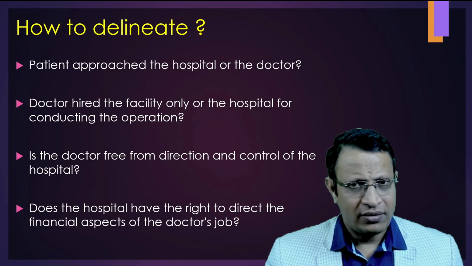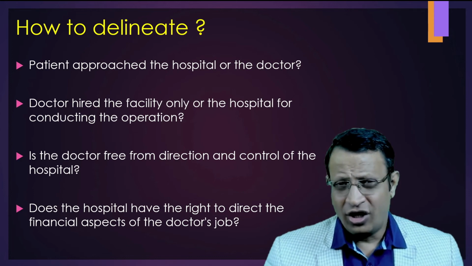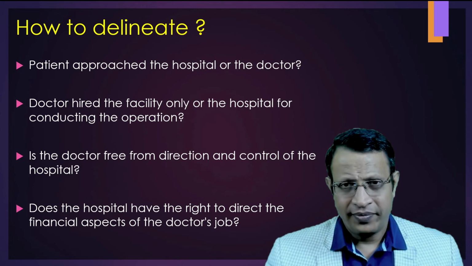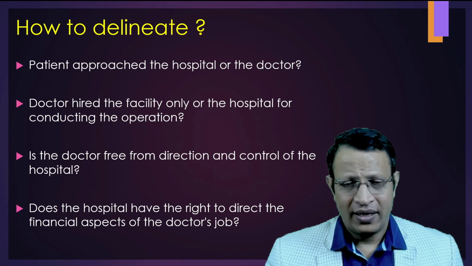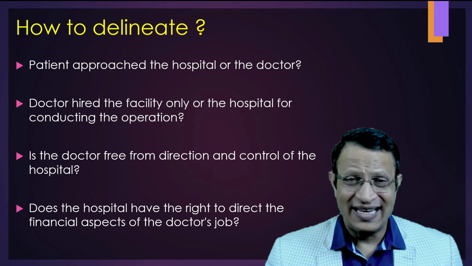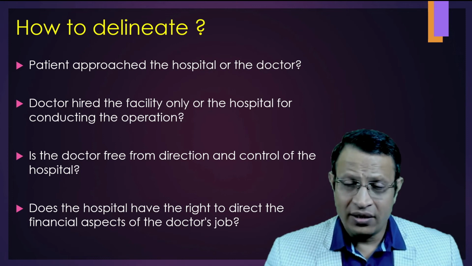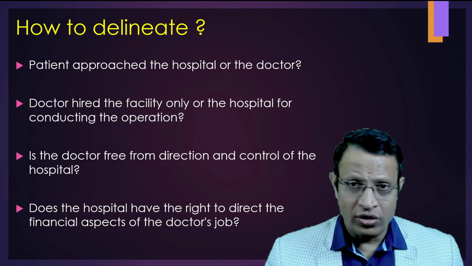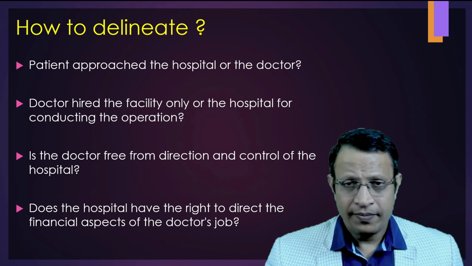How to delineate? The hospital may say we have given the contract to a third party. The doctor comes per operation and goes off. That means he is not under our salary. Here the court has clearly delineated. They said the patient approaches the hospital for the services the hospital has given. It may approach the doctor also. The patient holistically takes the hospital services and the doctor services.